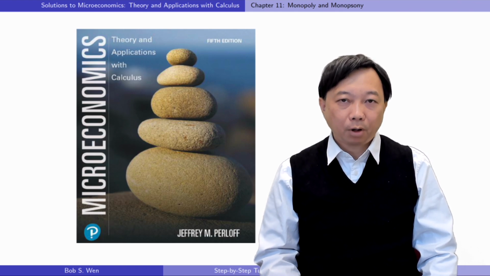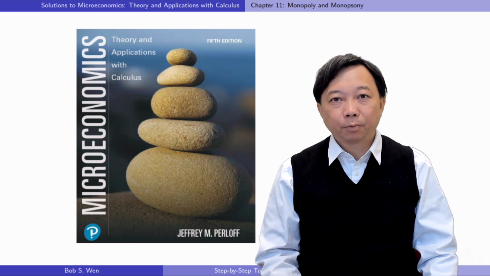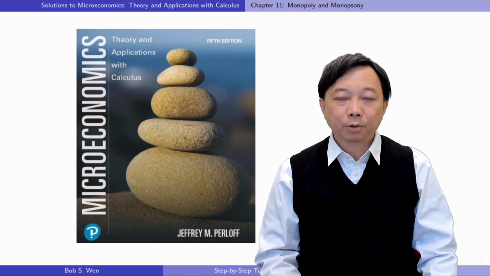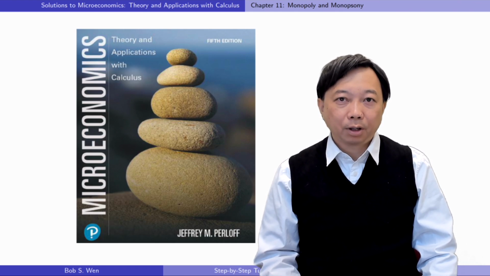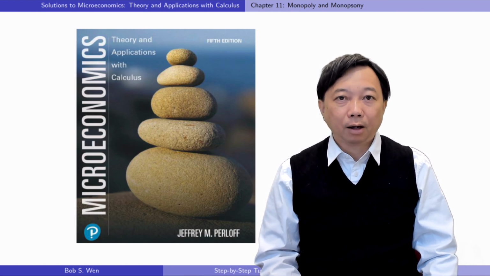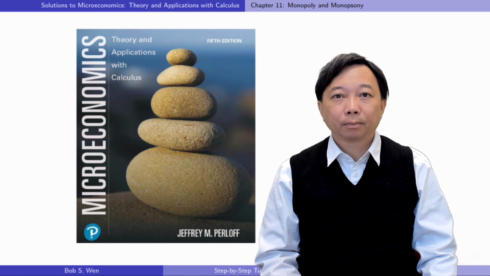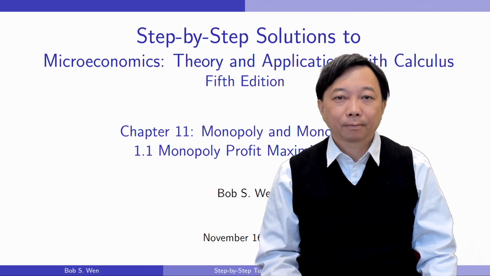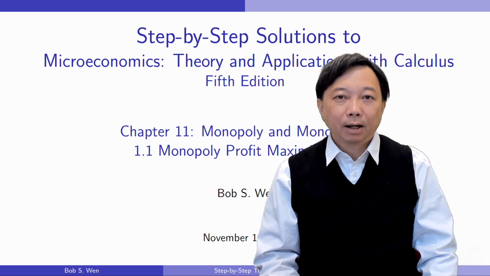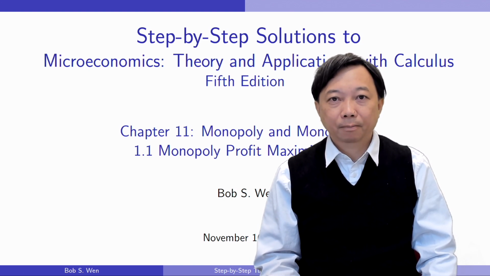We will start solving the exercises for the second part of the textbook from Chapter 11 to Chapter 19. The answers to the first part of the textbook from chapters 1 to 10 are already on my YouTube channel. I've put the link below in the description. Today, let's find the answers to Chapter 11, Monopoly and Monopsony.